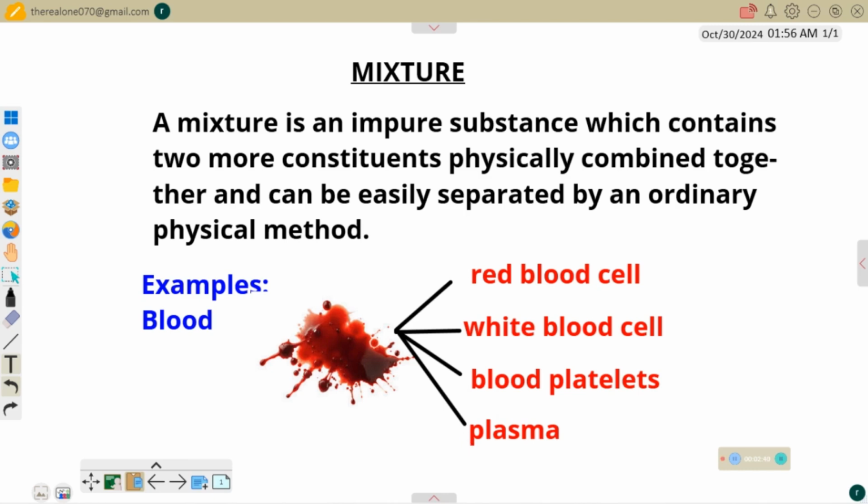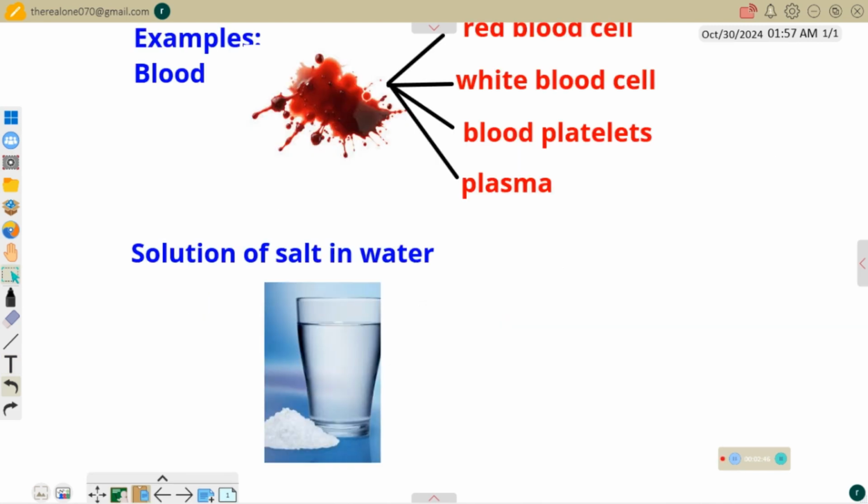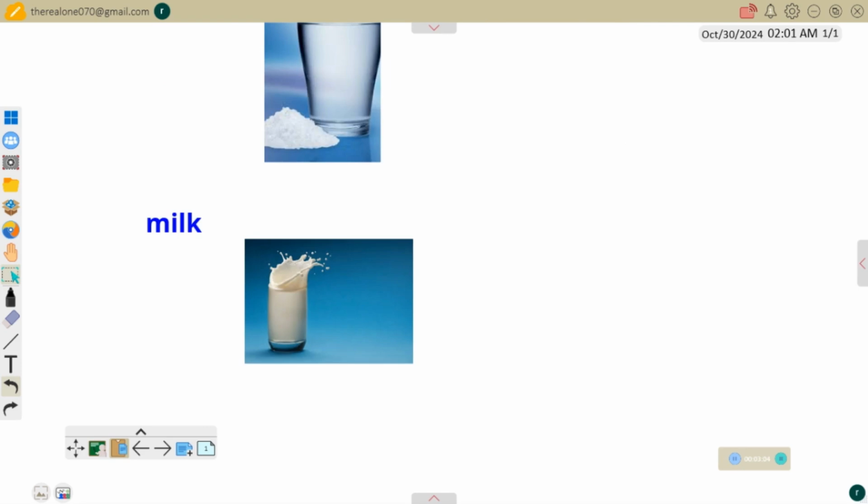Another example of a mixture is the solution of sodium chloride in water. The solution of salt in water is also a mixture because it contains both salt and water, which can be easily separated by physical means. Another example of a mixture is milk. Milk is also a combination of several constituents, and this cannot be represented by a chemical formula. That's why milk is also a mixture.